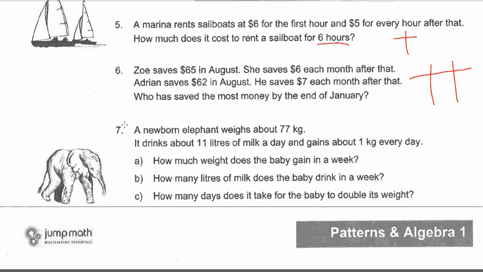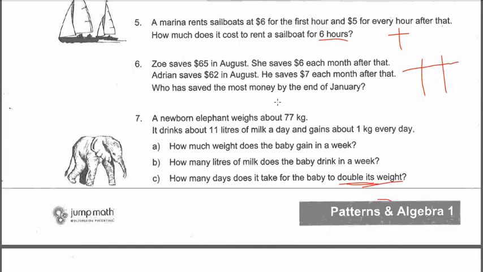And number 7, a newborn elephant weighs about 77 kilograms. It drinks about 11 liters of milk a day and gains about 1 kilogram every day. How much weight does the baby gain in a week? How many liters of milk does the baby drink in a week? And how many days does it take for the baby to double its weight? Well, probably you're going to want to look for a pattern here because you probably aren't going to want to continue it up to as many days as you need to find out 77 kilograms of weight. So try to look for a pattern to answer C.